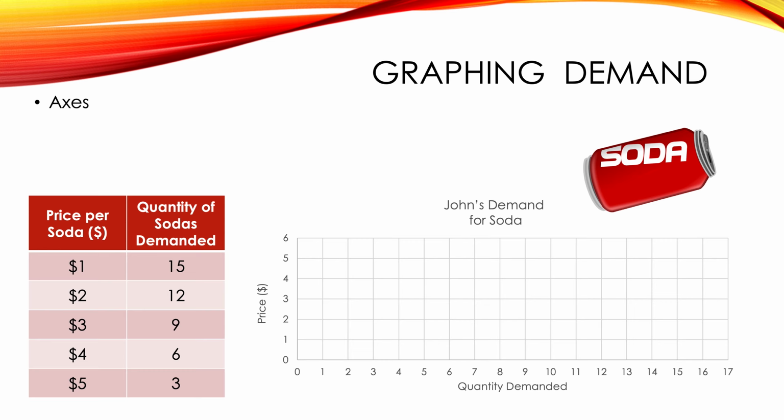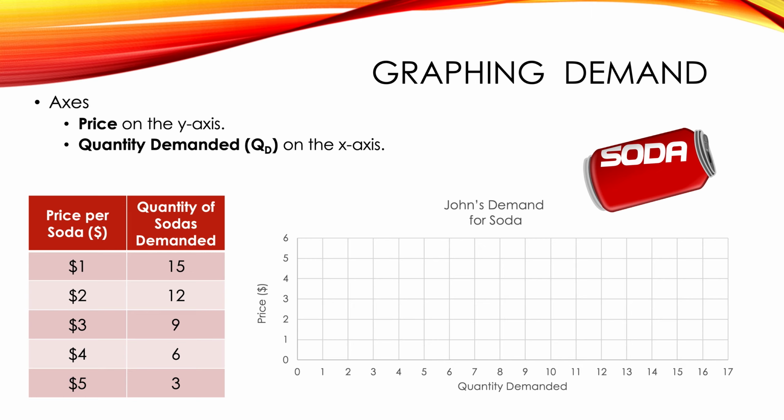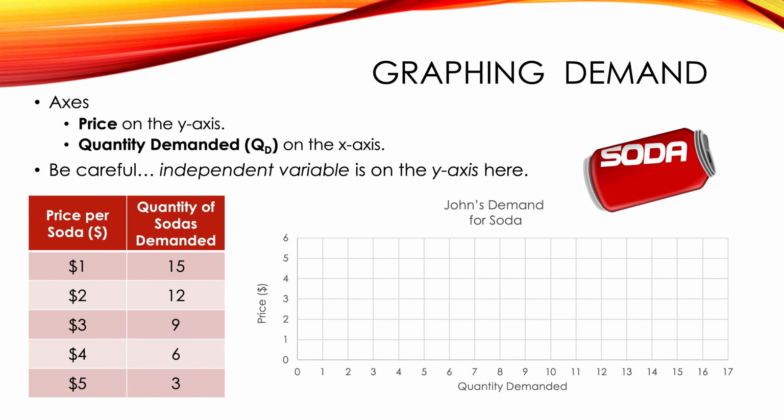And we're going to just title this thing John's demand for soda. So that's the important thing to remember. Price on the y, quantity demanded on the x. And if you don't want to write out quantity demanded every time, usually what we do is we just do an uppercase Q and then a subscript uppercase D. You can see it right here, QD, quantity demanded. It's a little bit faster to write. So let's plot some points.